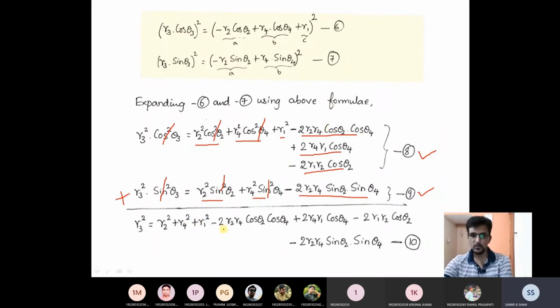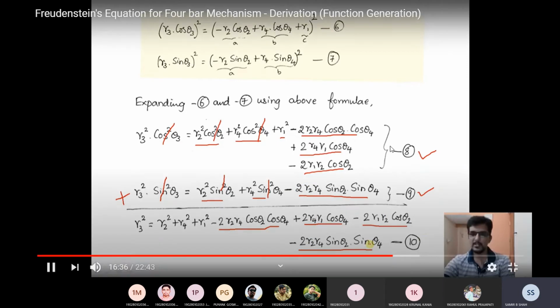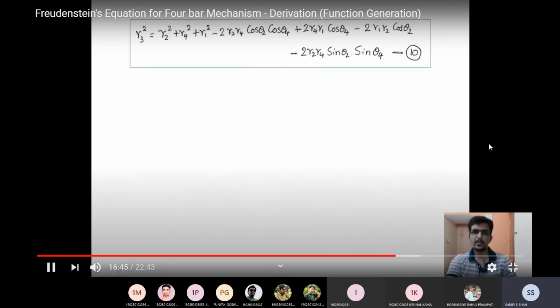Minus 2 R2 R4 cos theta 2 cos theta 4, I have written as it is, plus 2 R4 R1 cos theta 4 written as it is, minus 2 R1 R2 cos theta 2 written as it is. Right. So again, minus 2 R2 R4 sin theta 2 sin theta 4. All the terms have been added as they are, and the resultant equation has been called equation number 10. So equation 10 is of more importance to me. I will carry that forward to the next step.